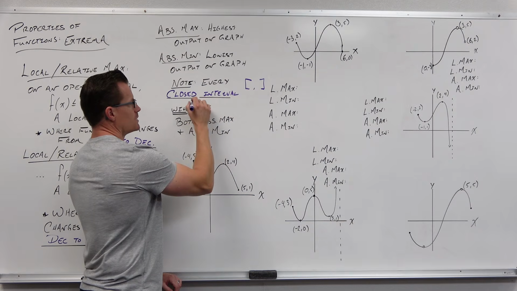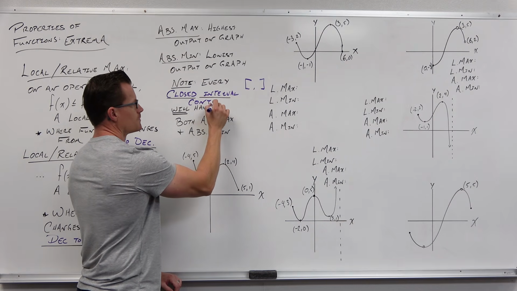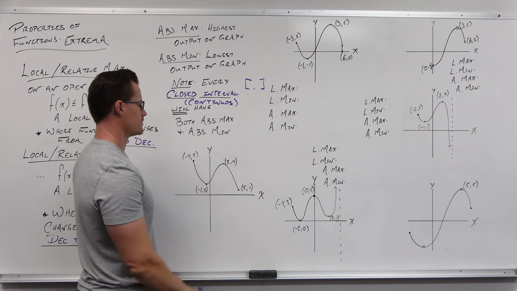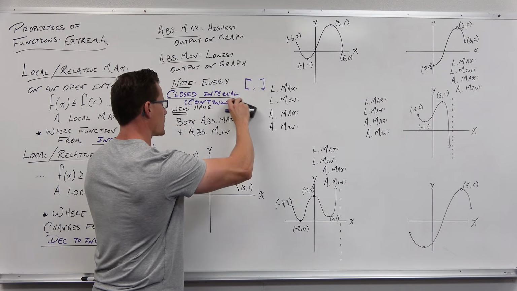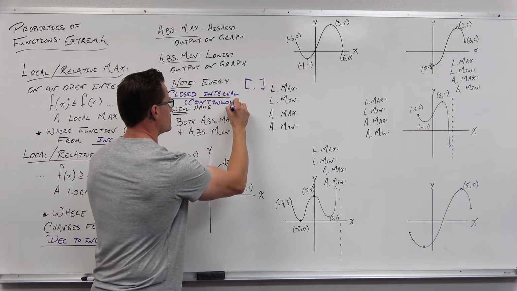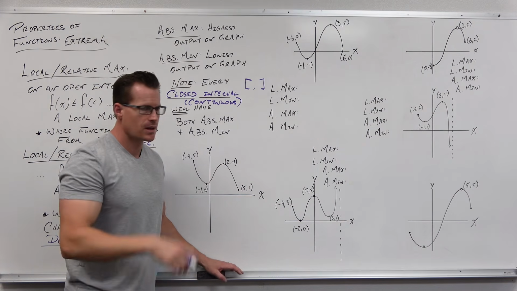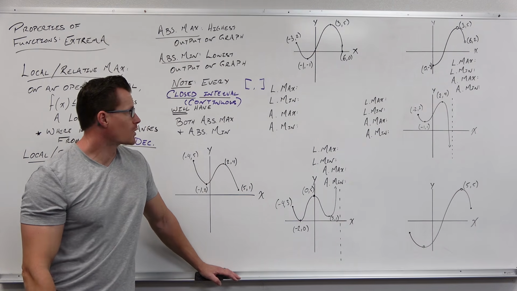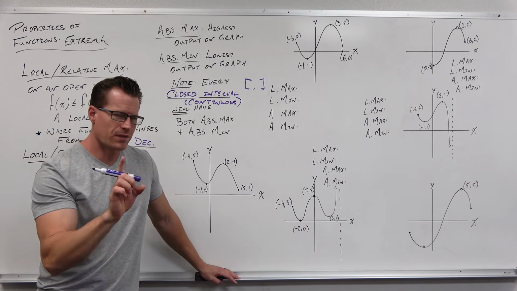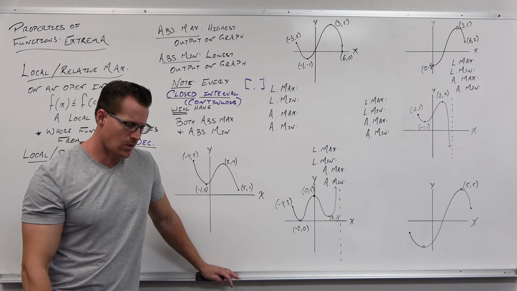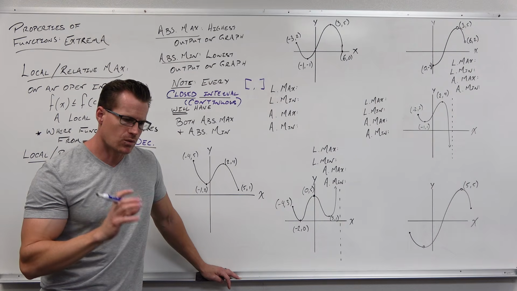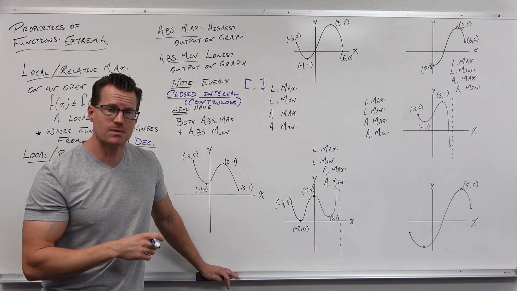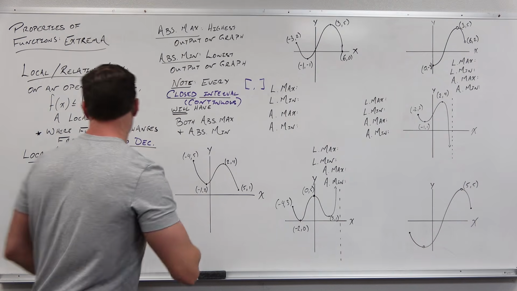I'm going to put the word continuous up here. I'm going to spell it right. So every closed continuous interval is going to have an absolute max and min. We're going to try these right now with one thing I need to make sure. The last thing is that local or relative maxes cannot occur at endpoints. Absolute maxes and mins can occur at endpoints.